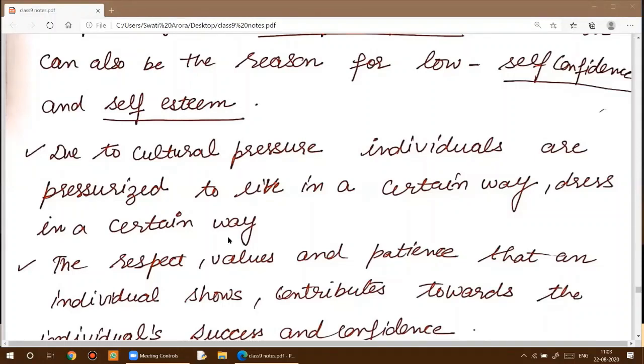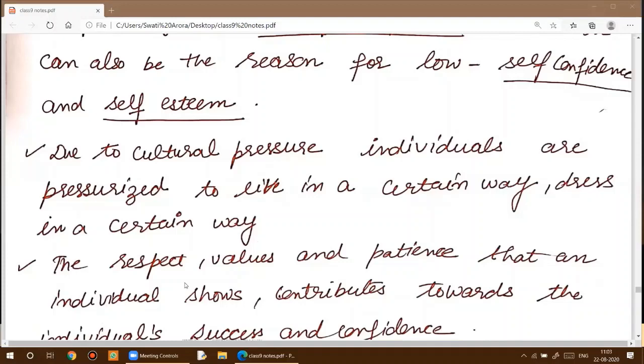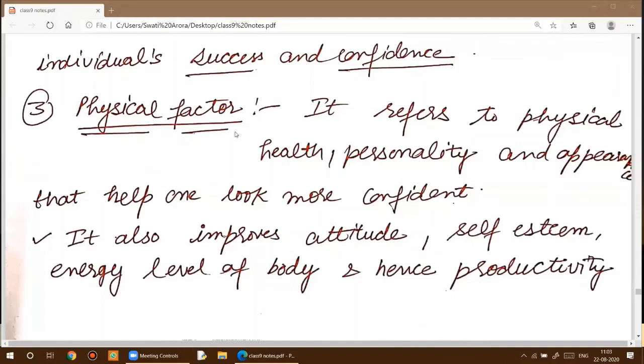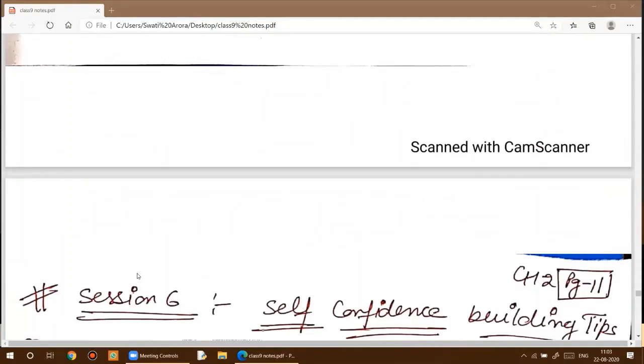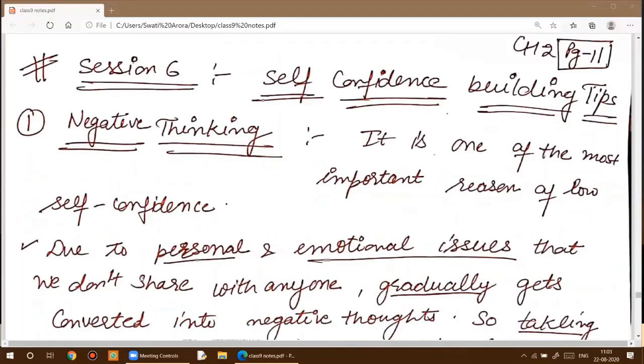So sometimes this cultural pressure may also degrade the self-confidence of an individual. Okay, so cultural factor also plays an important role in boosting up or degrading your self-confidence. Okay, now next is your physical factor. The physical factor is related to your health, personality, and your appearance. So if you are dressed up properly, your attitude is positive, you have good energy level in your body, so definitely your productivity will be improved. And if you are performing well, then the society will accept you, they will motivate you, and definitely your confidence will again be boosted up.